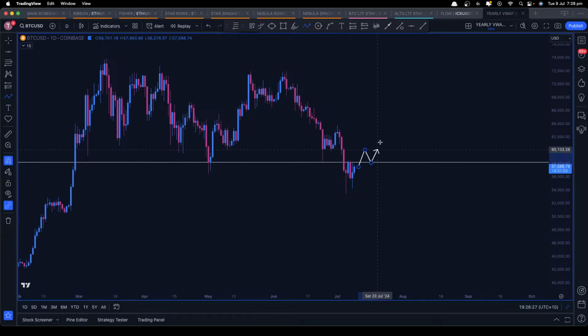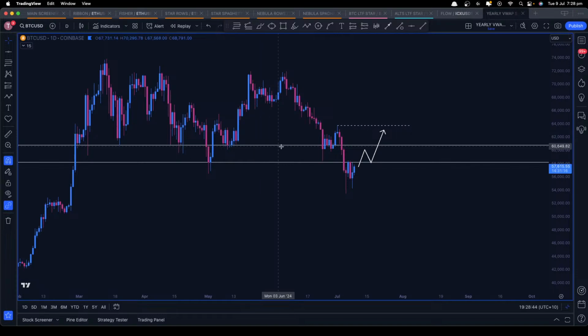If we get back above here, then this could potentially be a trigger. But the real area it needs to get back above to have confidence, not to take a trade, just to have confidence, is here. But we also have this right here.